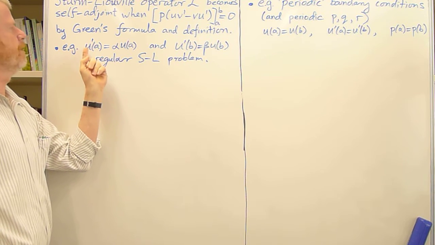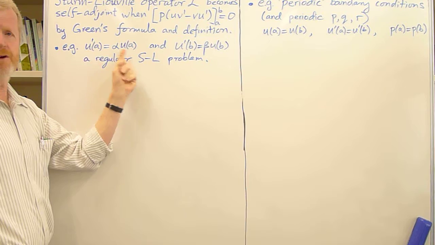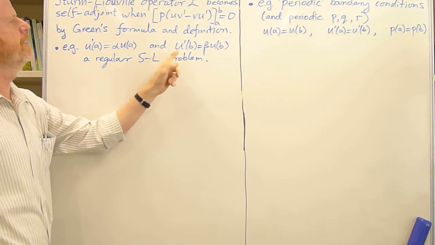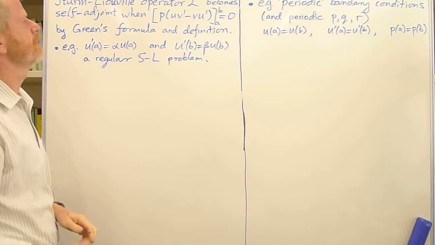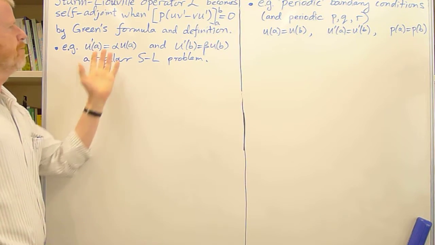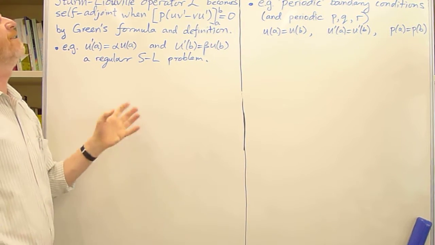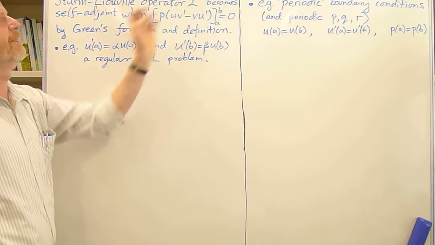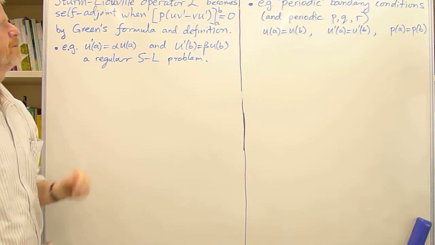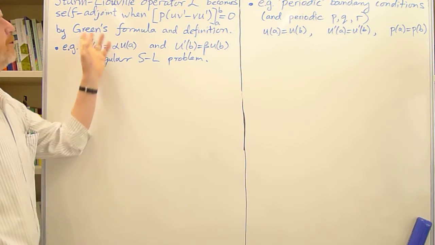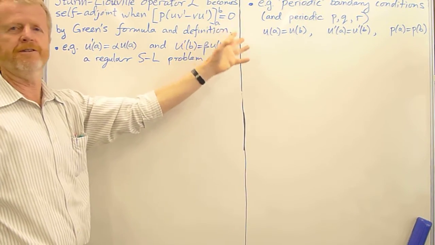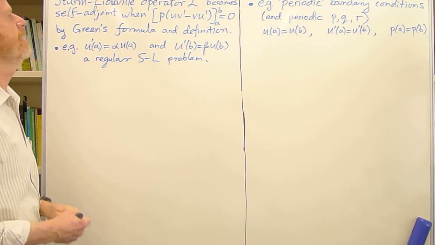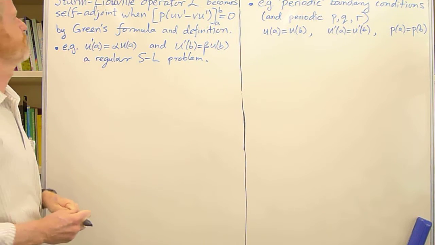which are of the form that u dash of A is alpha u of A for some constant alpha, and u dash of B is beta u of B for some constant beta. And these boundary conditions will complete the definition of the operator L in this class of problems. Now Green's formula tells us we just have to look at this and see if it's zero. And if it is zero, then the operator is self-adjoint.